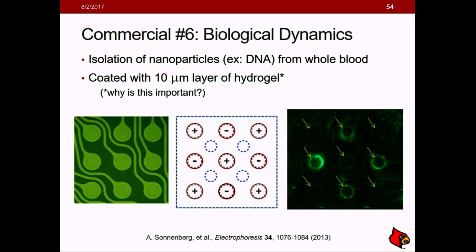An emerging startup company, Biological Dynamics, is using a series of electrodes that are coated with a hydrogel in whole blood. The importance of this hydrogel coating is to protect the electrodes, because whole blood is very conductive, and you can also have some electrochemical effects on your electrodes depending on the electrode material that you use. But ultimately, they use this to trap nanoparticles and DNA from whole blood to stain and analyze later, and then remove the cells to do adequate visual analysis of what they captured.